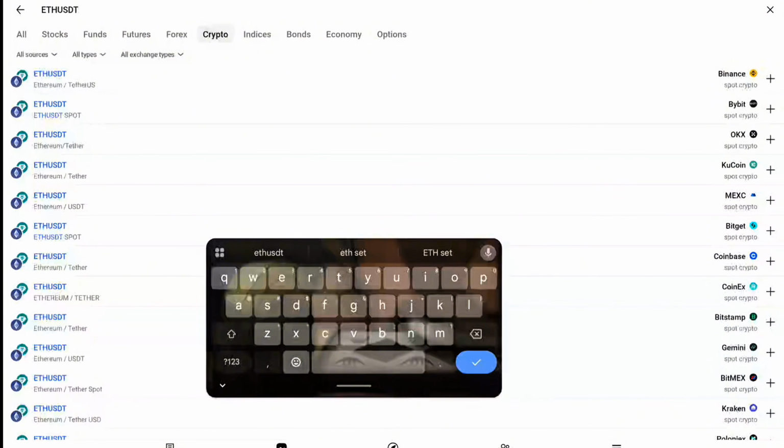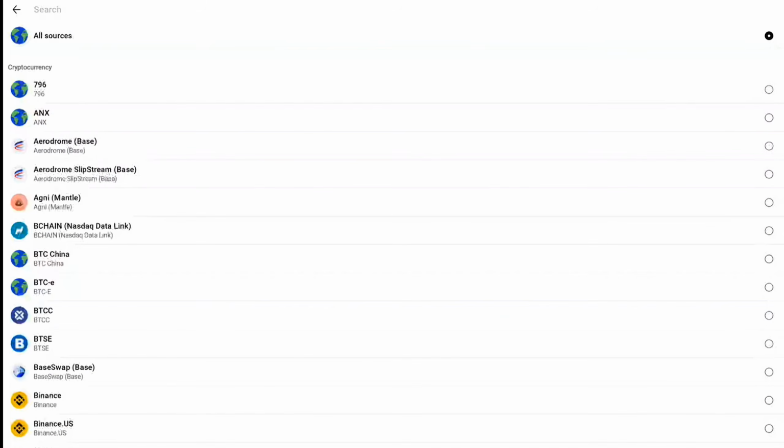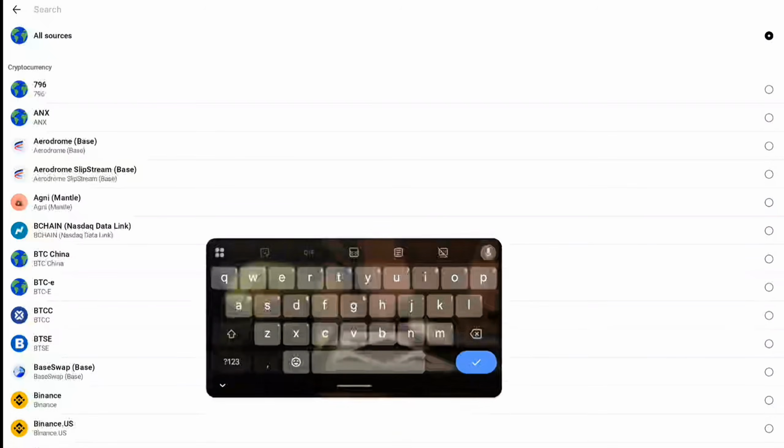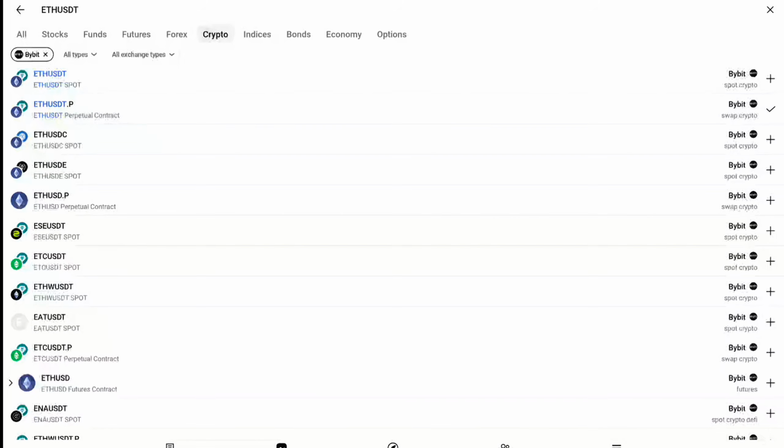Then it's going to ask you, what source are you looking to take your data feed from? Your price action feed. Just click on this all sources and you can filter to, maybe you want Bybit only. Just type Bybit here. Then it's going to filter out all other peers, other sources, other data feeds. Then it's going to be only Bybit alone.